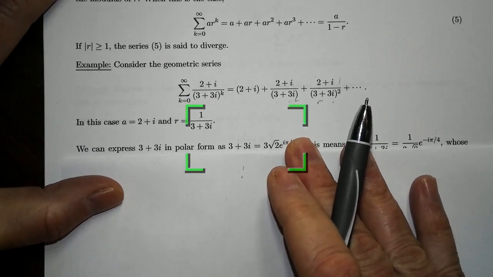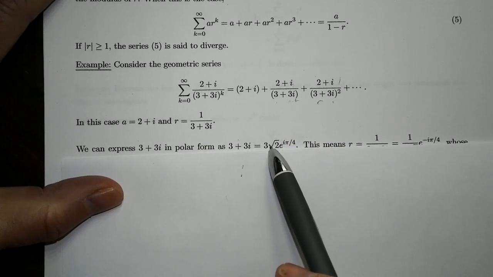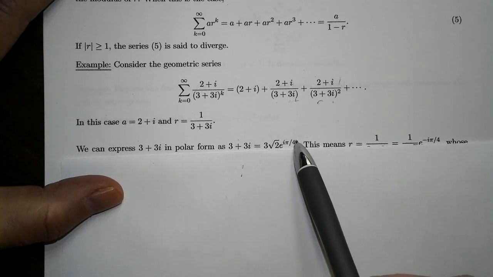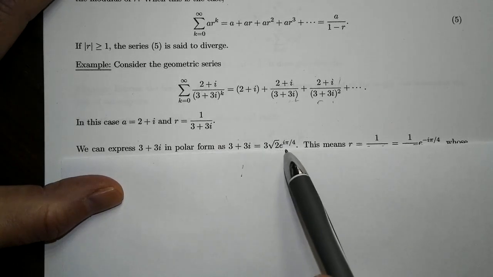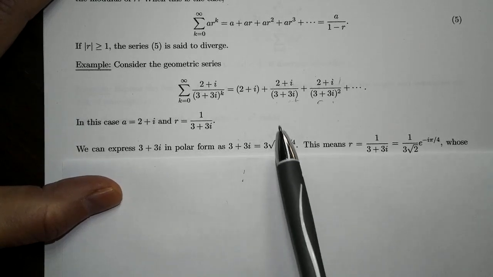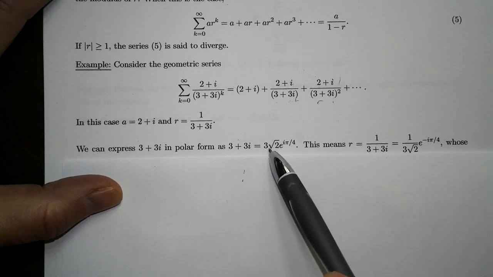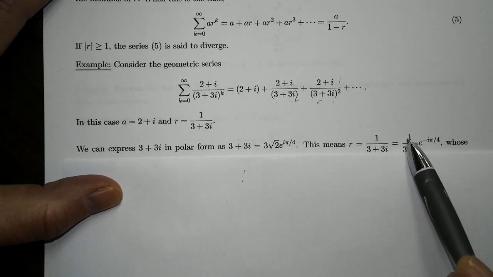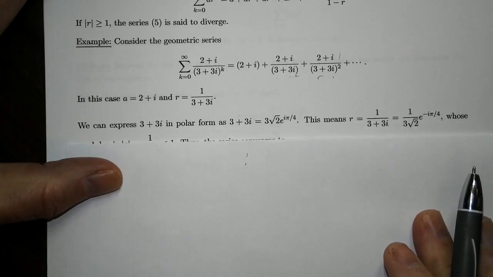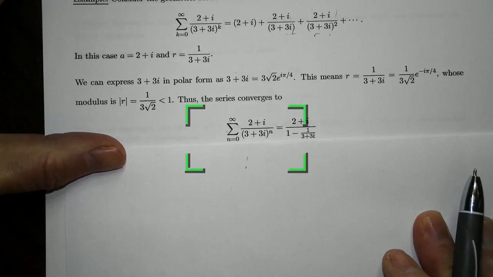Now, in polar form, 3 plus 3i is 3 root 2 e to the i pi over 4. That means that when I take the reciprocal, I invert this. So my r, which is 1 over 3 plus 3i, is going to be 1 over 3 root 2 times e to the minus i pi over 4. And the modulus of that is 1 over 3 root 2, which is less than 1. So that tells me that my series converges.